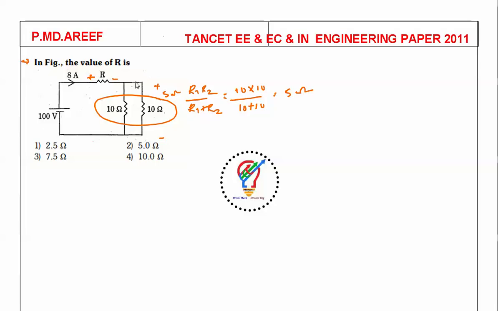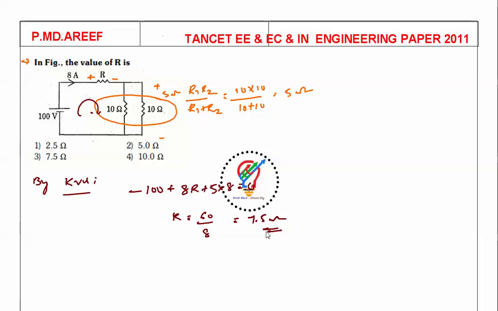Now we can apply the KVL inside the loop. By KVL, what you can write is minus 100 plus 8 into R plus 5 into 8 is equal to 0. From this, R is equal to 60 by 8, which is nothing but 7.5 ohms. So 7.5 ohms is the answer for this question, and option 3 is the right option.